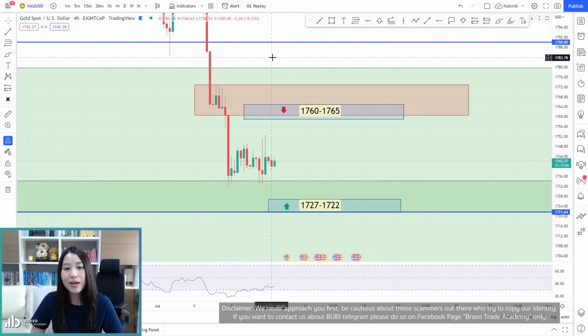So if you can confirm it yourself, please use the classic divergence in the smaller time frame or the QM pattern in the smaller time frame. All right, so that's the rough plan for today.